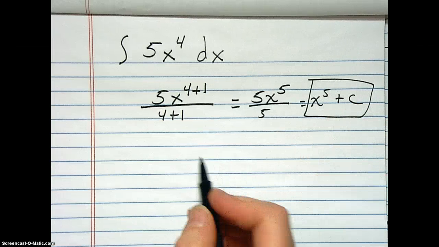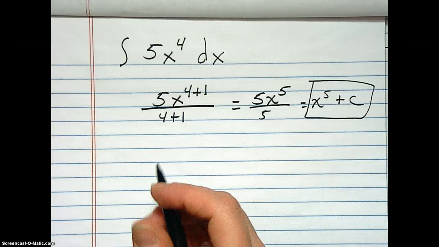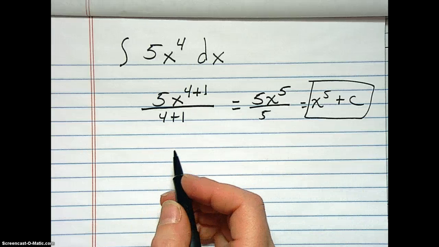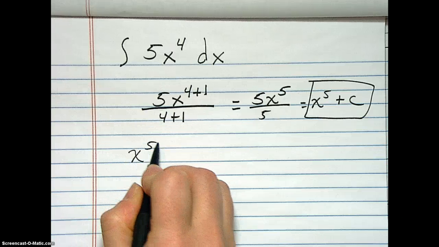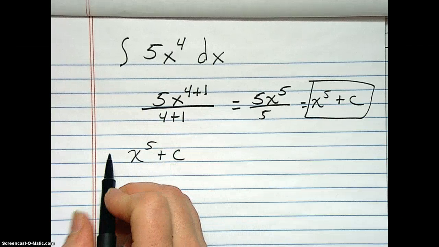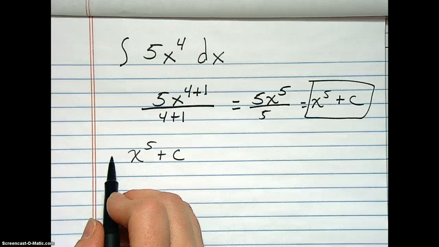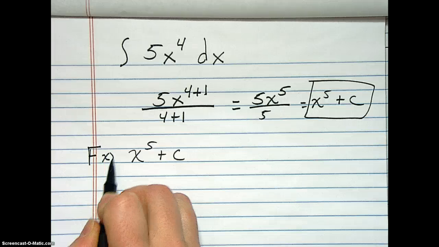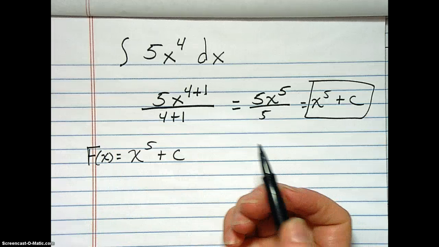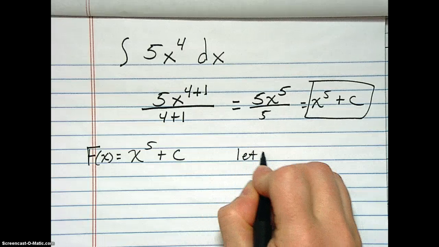If that's what we end up getting, how can we check an integration problem? Take the derivative. All right, since they were inverses, let's make sure that works. So if we've got x to the 5th plus c, and that's what we got as the answer to the integration problem, most textbooks call this big F of x. So to check it, let's check.